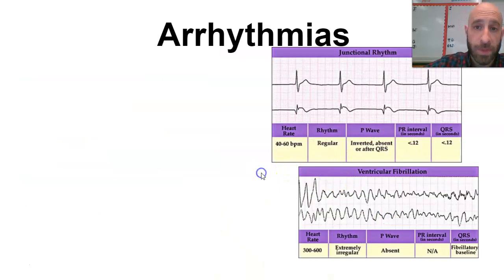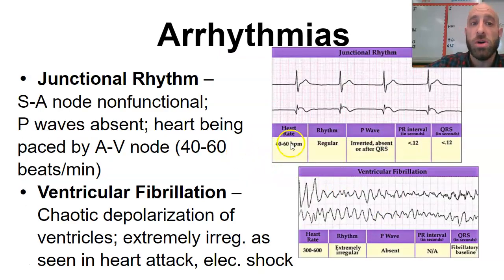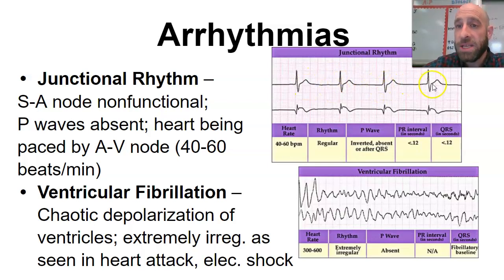Okay, a couple more. This next one is called junctional rhythm. And junctional rhythm is pretty serious, but manageable. So how can you tell if it's junctional rhythm? Well, first of all, what is junctional rhythm? Junctional rhythm means that you have no SA node. Your SA node is not functioning, and your heart is being regulated by the AV node, which is a slower contraction. So if I take a look at this junctional rhythm, how can I identify it as junctional?